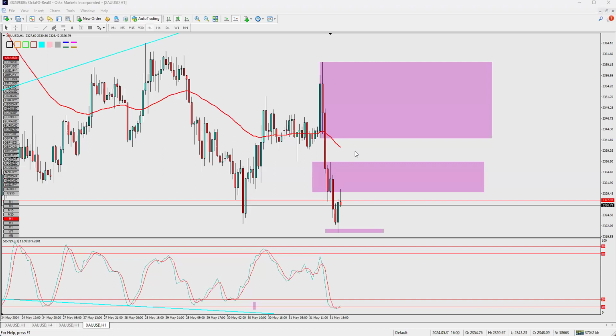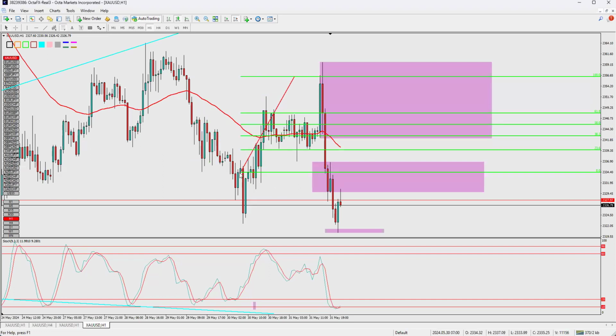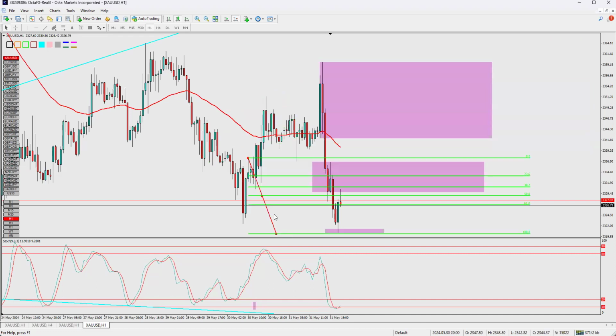Do you use Fibonacci? Yeah, I do use Fibonacci retracement, but I have different settings on that. So I can use Fibonacci retracement. It gives you the zone, the zone of interest. Okay, let me show you.